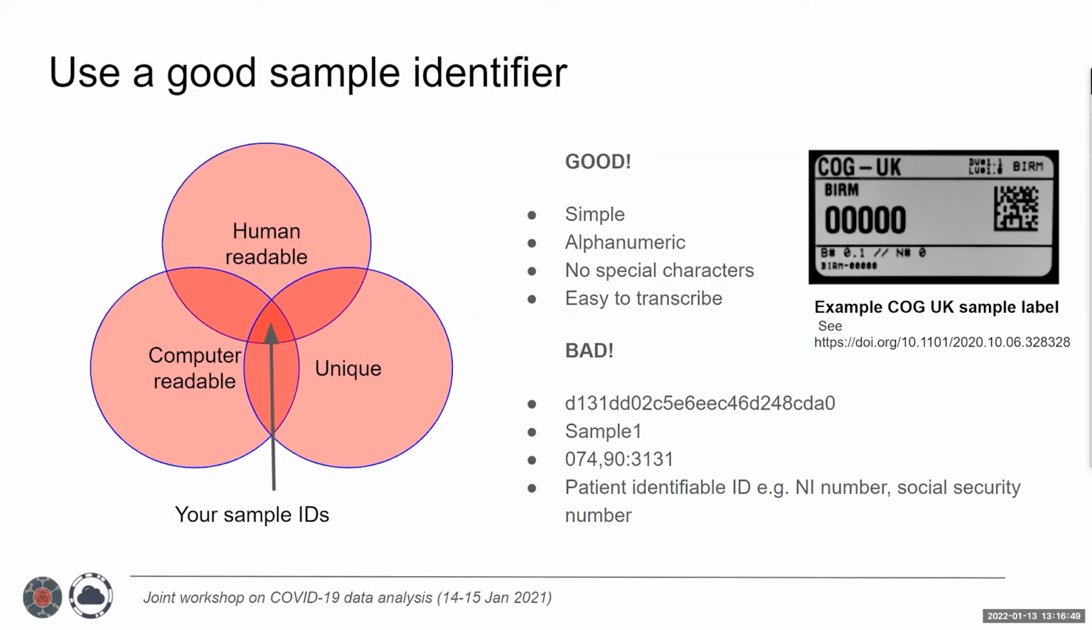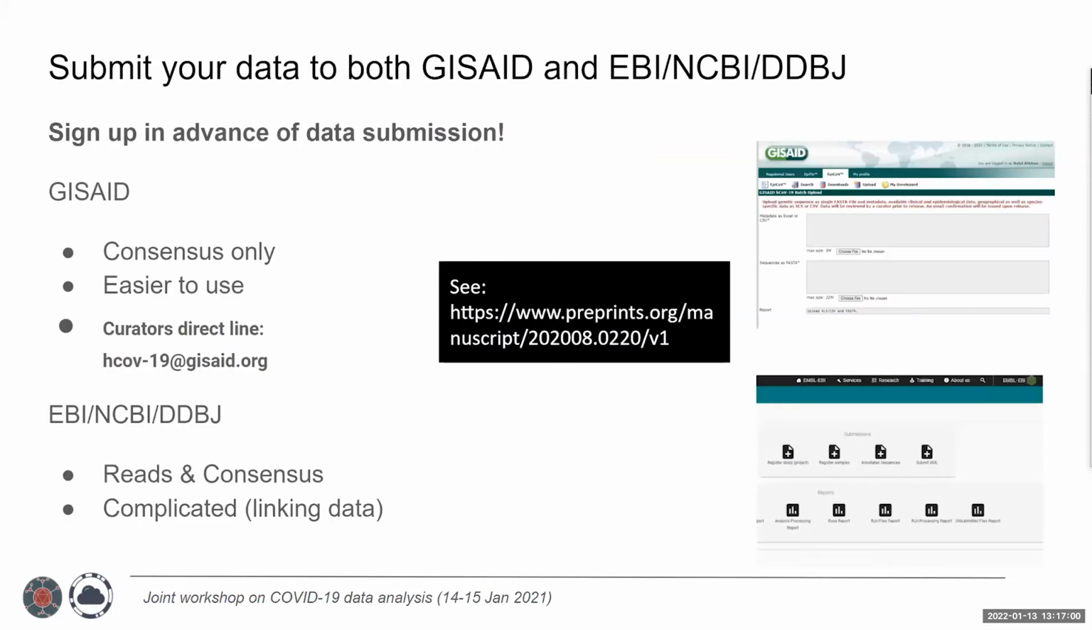And again, I think in the Majora preprint we go into what COG was using for designing their barcode, and that's another resource you can look to for guidance in that regard.